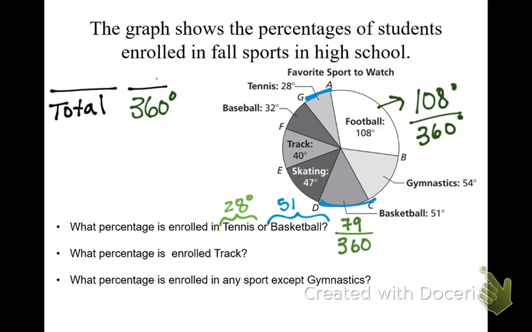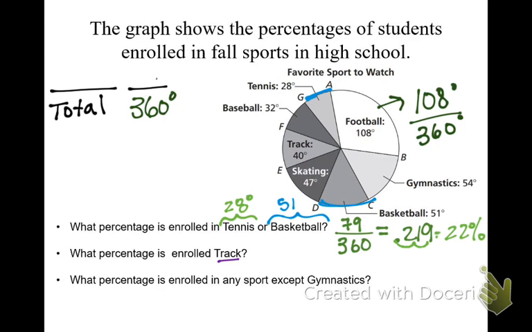360. How do we make a fraction into a percent? Divide. 79 divided by 360 is about 0.219. You move it over 2 decimal places, which would be 21.9%. But your quiz said round to the nearest whole, so we're going to say 22%. You have the chance to correct it today.